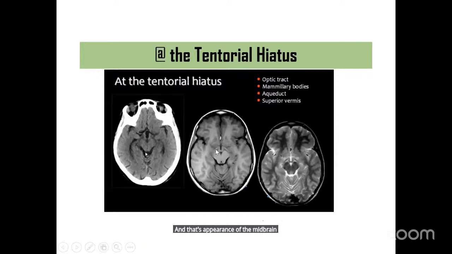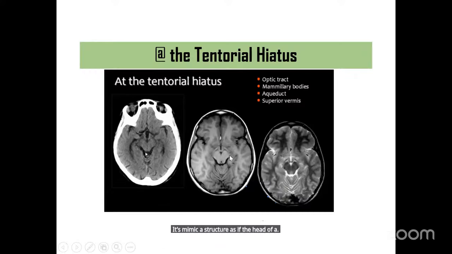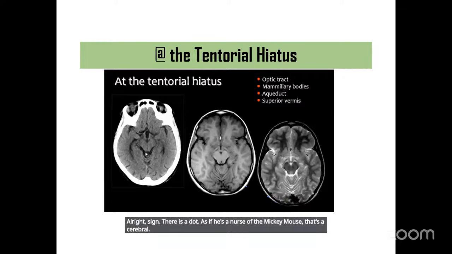Can you see the appearance of the midbrain here? It mimics the head of a Mickey Mouse. Look at it on the midline. So this is the head of the Mickey Mouse, or the midbrain. You can see it's more classical in MRI than in CT. This MRI, head of a Mickey Mouse sign. There is a dot, as if it's the nose of the Mickey Mouse. That's the cerebral aqueduct, all right, cerebral aqueduct.